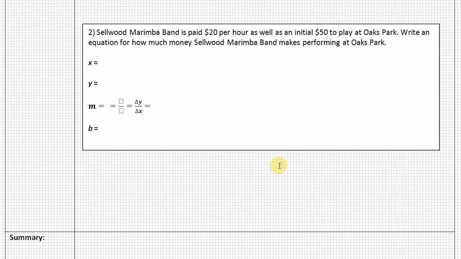Here's our second equation. The Selwood Marimba Band is paid $20 per hour, as well as an initial $50 to play at Oaks Park. Write an equation for how much money Selwood Marimba Band makes performing at Oaks Park. So again, I want you to go through the same process as we did with the first example. See if you can fill this information in, as well as write your equation. Pause the video to do that, and resume the video to compare your work with mine.